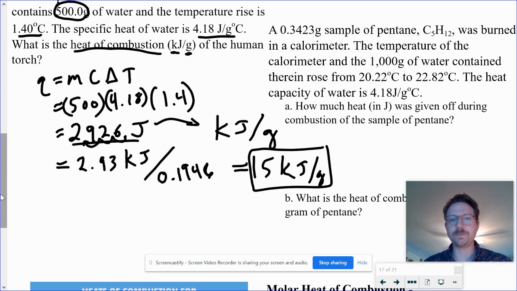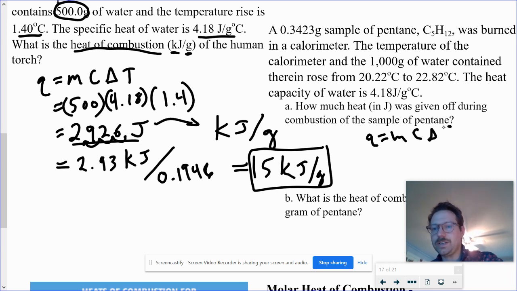Let's take a look at another example. Let's say that 0.3423 grams of pentane, C5H12, was burned in a calorimeter. The temperature of the calorimeter and the 1,000 grams of water contained therein rose from 20.22 to 22.82 degrees Celsius. And again, the heat capacity of water is 4.18. So the first thing is, how many joules? Well, we have to do Q equals m c delta T.